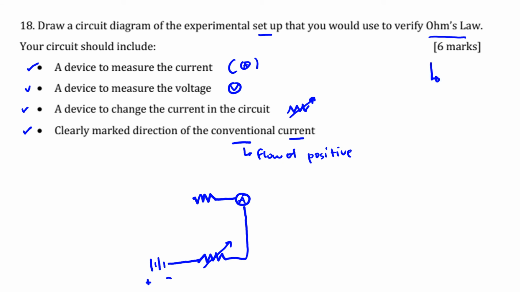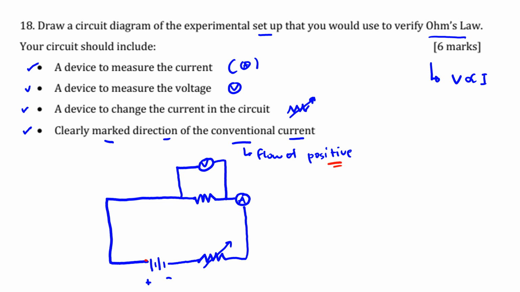And again, in Ohm's law, we just have to look at the relationship of voltage and current. So if this is our resistor here, then we could connect our voltmeter across our resistor. It should be connected in parallel. Now clearly mark the direction of the conventional current. Conventional current again is the flow of positive charge, so therefore conventional current goes this way, up, then towards the resistor, down. So that's our conventional current.